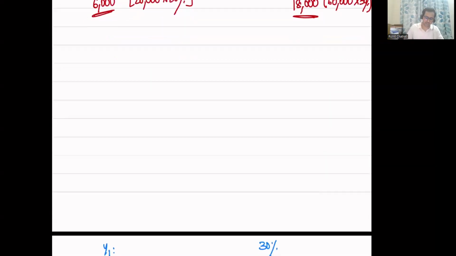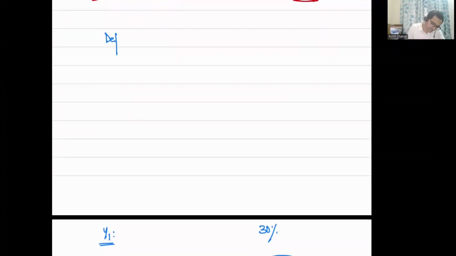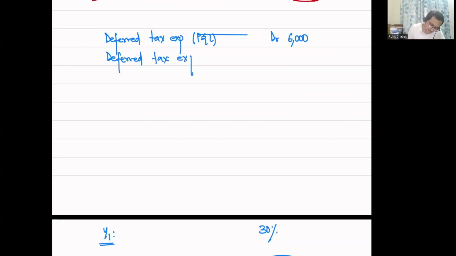Therefore, my journal entry will be: deferred tax expense, which is part of P&L, will be debited by 6,000 rupees. I will have a deferred tax expense which is going to OCI, other comprehensive income. I am going to debit that by 18,000, and the total will be credited to deferred tax liability of 24,000.